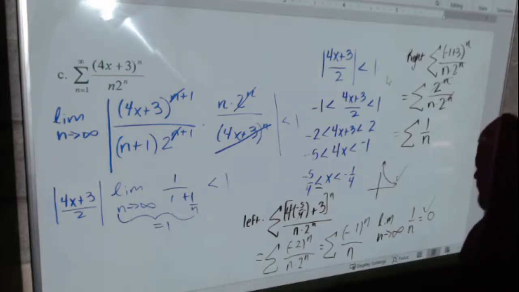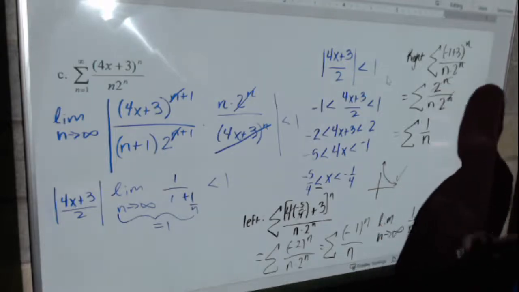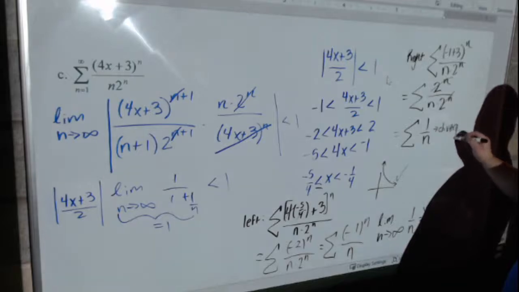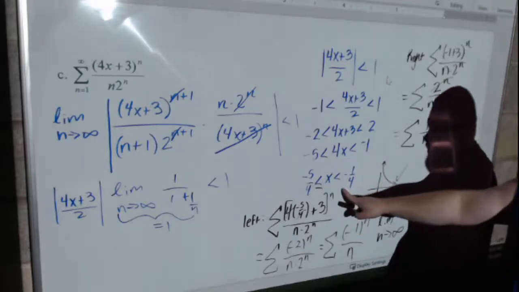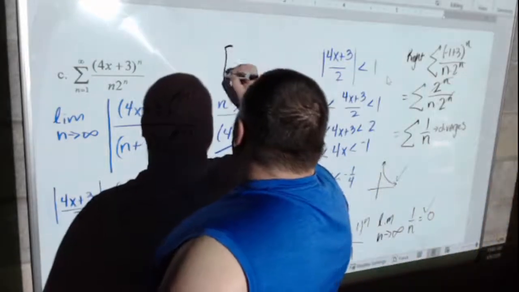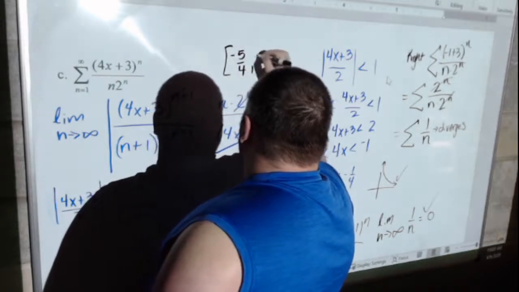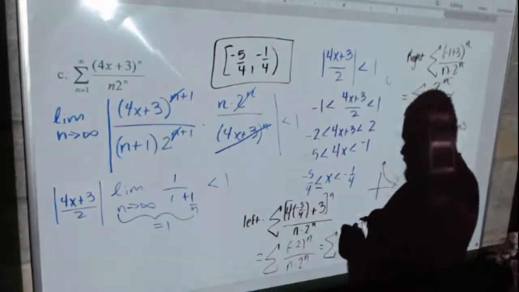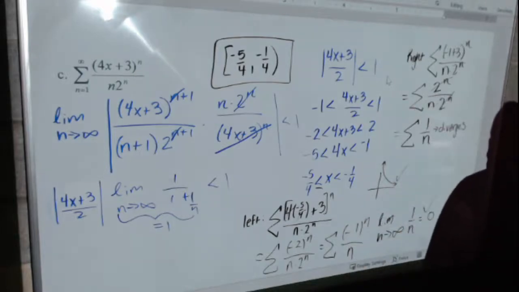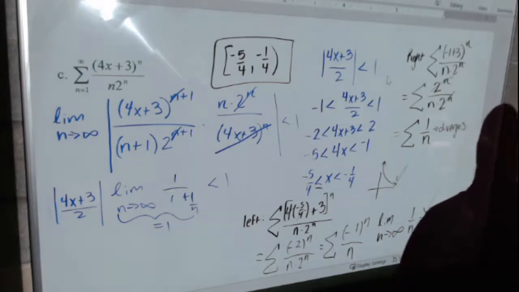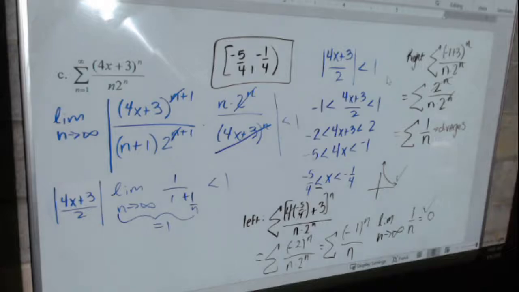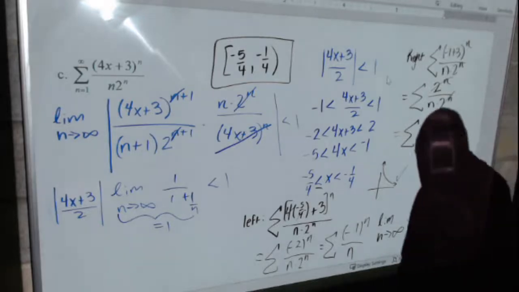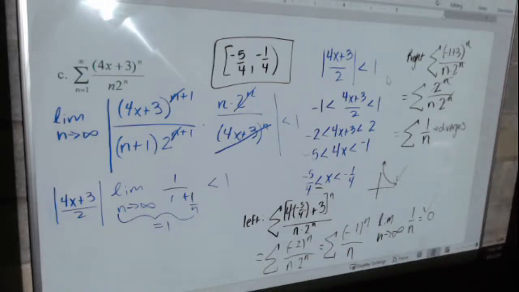Good, that is the harmonic series. And because of that, we should know automatically it diverges, which means that is not included. So my answer to this problem is minus 5/4 to minus 1/4. And that is my interval of convergence. So I'll leave it there for just a minute in case you need some time to copy. And then I'll go back and finish the very first problem in this section. And then we'll be done.